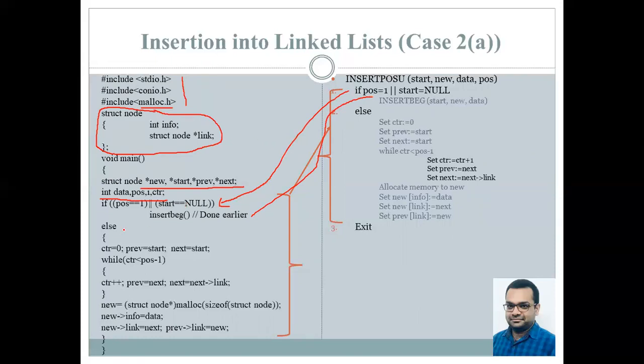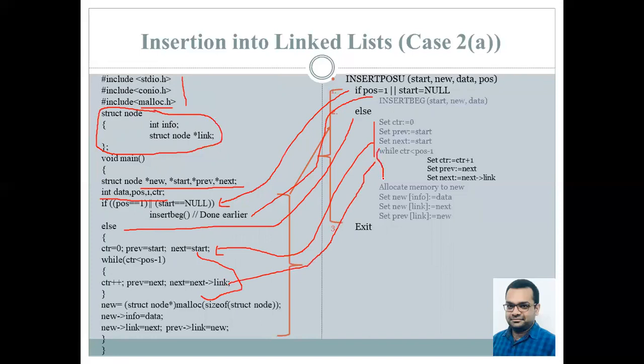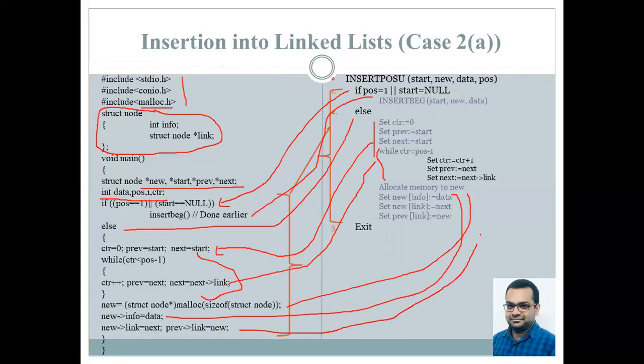In the else part, now you can see over here, the counter is set to 0, previous and next are set to start, and then over here initialization takes place, and then the condition for while is checked. Then the while condition and all the statements inside it are given over here. As soon as the while loop exits, we allocate memory to the new node. We assign its data part the value over here, and we go for the pointer adjustment between the new node and the previous as well as the next nodes.